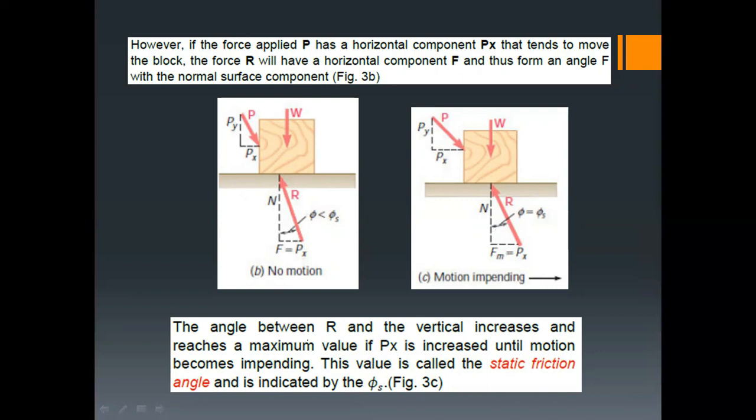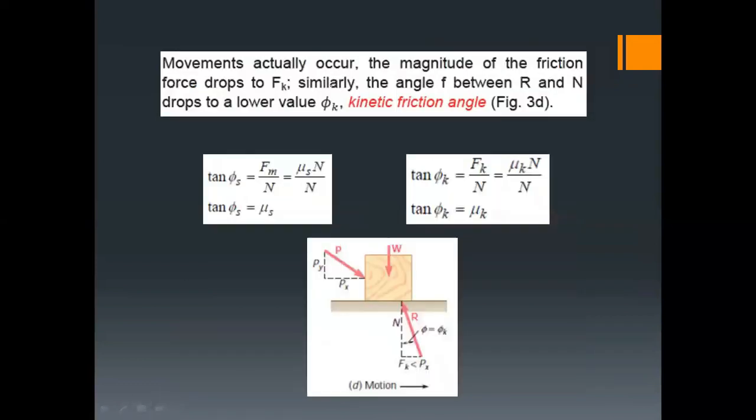So nagkakaroon tayo ng angle dito and indicated by the phi. So theta kung sa angle dito, phi dito sa static natin or sa friction. And then movements actually occur. The magnitude of the friction force drops to our kinetic force. So similarly, the angle between R and N drops to a lower value, na kinetic friction angle.